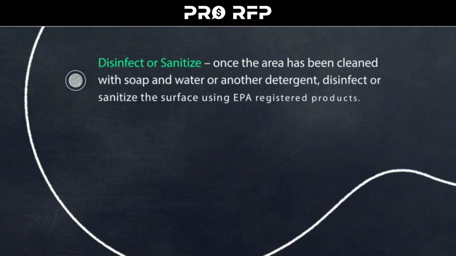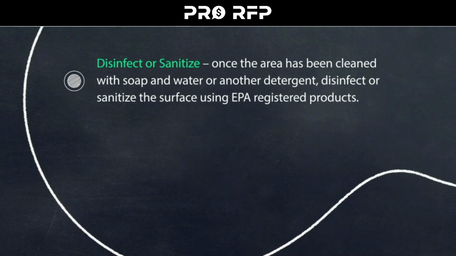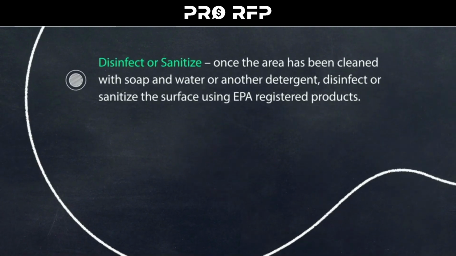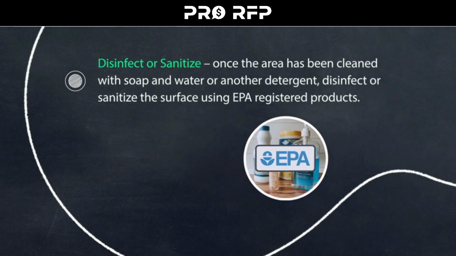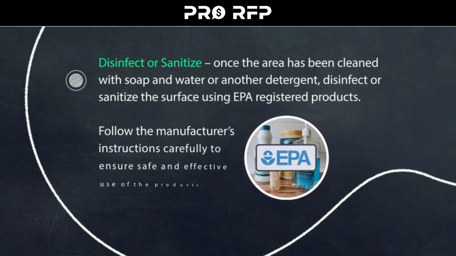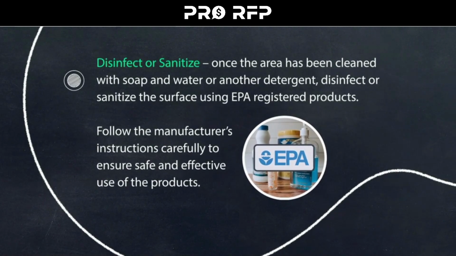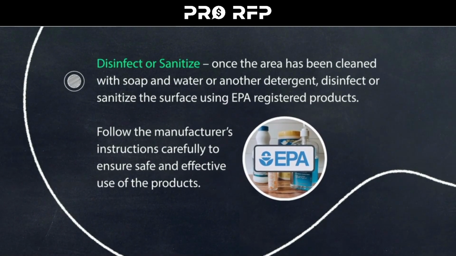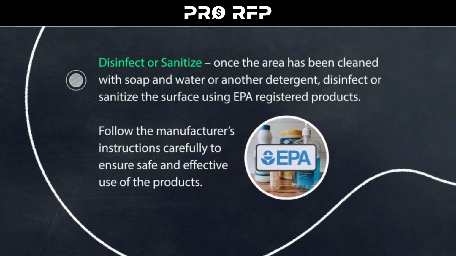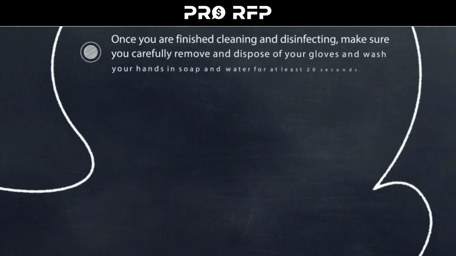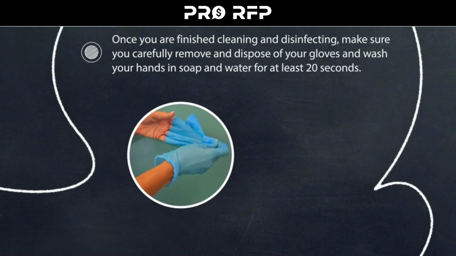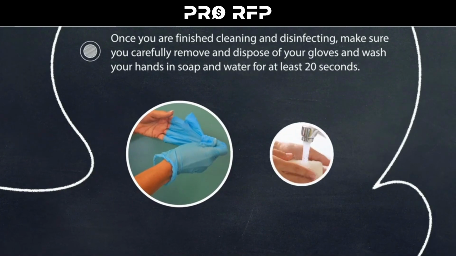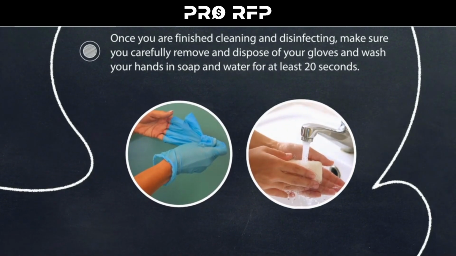Disinfect or sanitize. Once the area has been cleaned with soap and water or another detergent, disinfect or sanitize the surface using EPA-registered products. Follow the manufacturer's instructions carefully to ensure safe and effective use of the products. Once you are finished cleaning and disinfecting, make sure you carefully remove and dispose of your gloves and wash your hands in soap and water for at least 20 seconds.